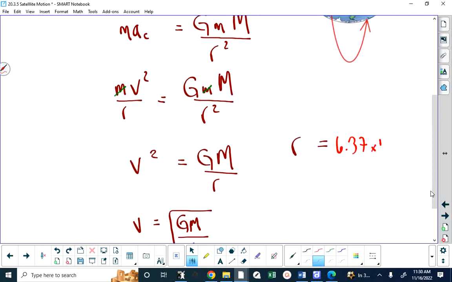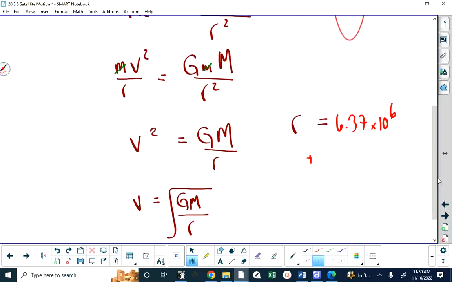6.37 times 10 to the 6 plus 9.12 times 10 to the 5 gives me 7.282 times 10 to the 6 meters.